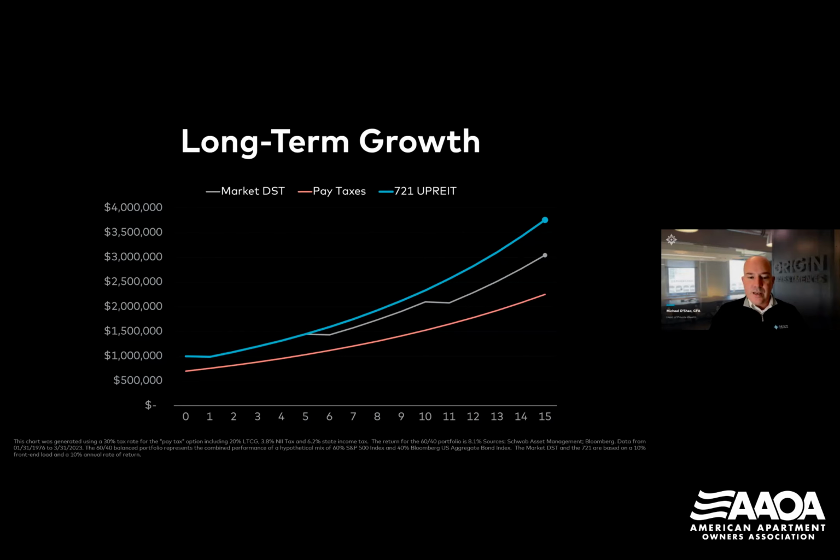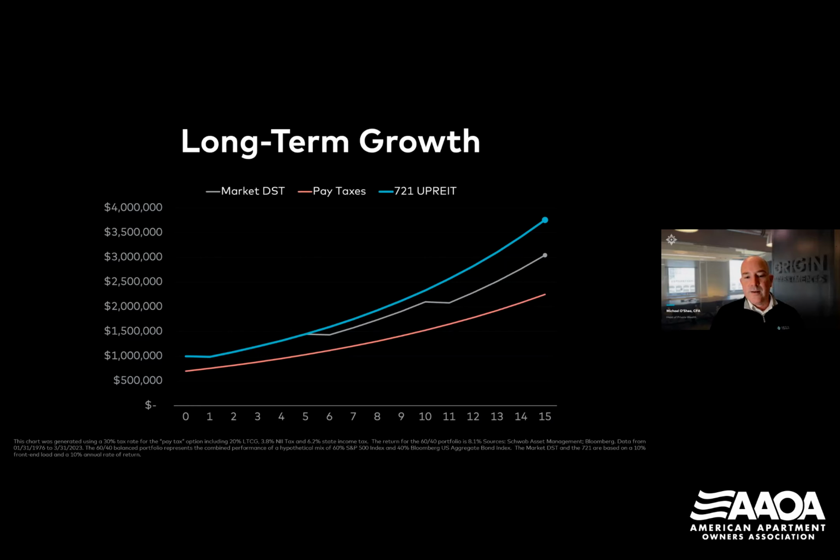But you'll notice every 5 years, there's this little dip. That's basically just modeling in the front end load of those DSTs. And so that's what I mean by sort of eroding your wealth. With the 721, I modeled both of us having the same front end load, even though ours is lower. I just wanted to show what this would look like, so I modeled in a 10% front end load, even though ours is much lower than that.